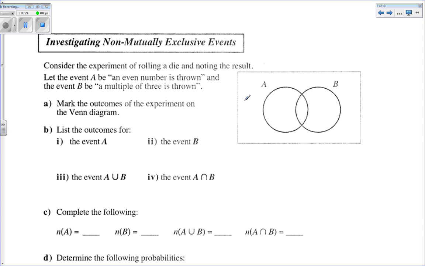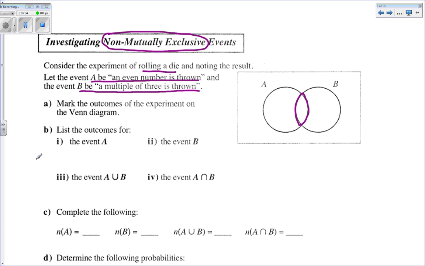So we're going to look at non-mutually exclusive events now, investigating non-mutually exclusive events. Notice that the intersection for the Venn diagram is evident there. So now we're still going to look at the same experiment. We're rolling a die. A is an even number is thrown, and B is a multiple of 3 is thrown. Okay.